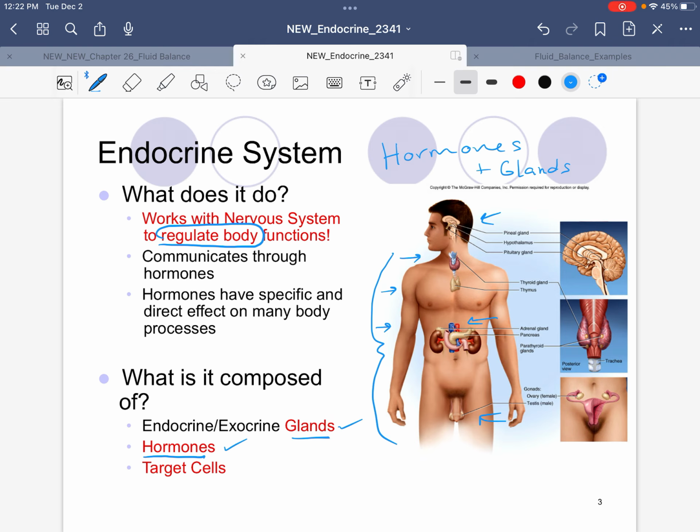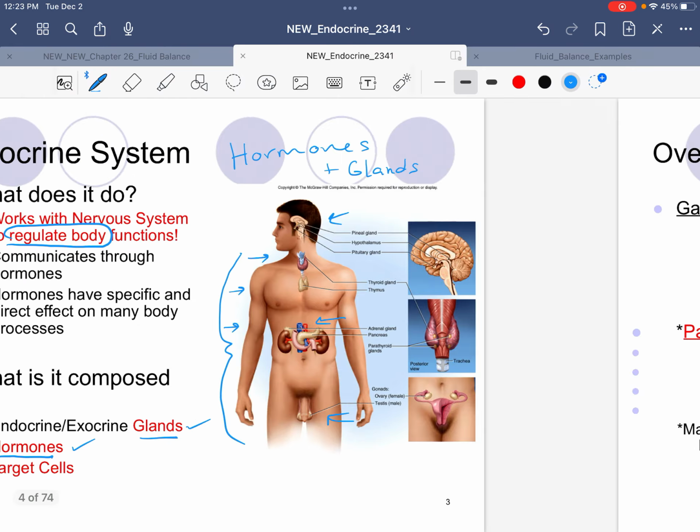Excuse me again. The endocrine system regulates the body. What are our two regulatory systems, nervous and endocrine? The nervous system will communicate through nerve impulses. The endocrine communicates through hormones.